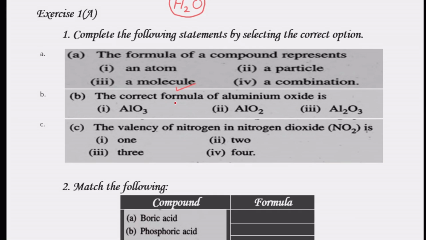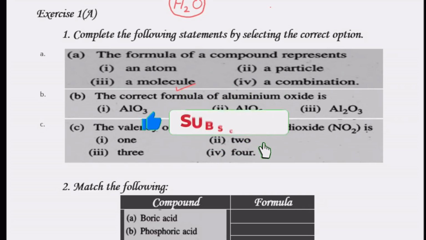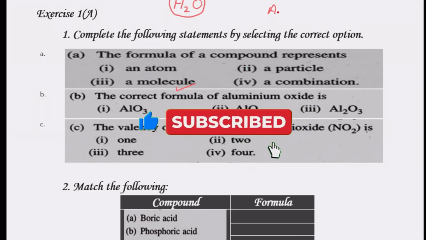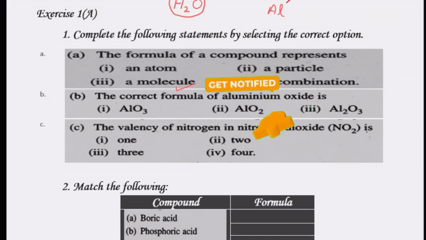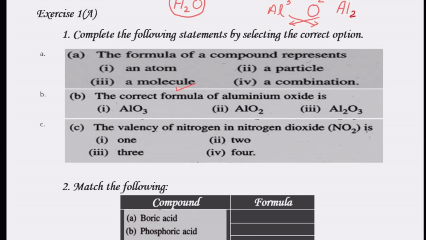Second question. The correct formula of aluminium oxide is. For that, we should go back to our previous classes. First, write the valencies of aluminium and oxygen. We know that the valency of aluminium is 3 and that of oxygen is 2. We normally interchange the valencies, and what happens? The valency of oxygen comes down and we get Al2O3. So the correct formula of aluminium oxide is Al2O3.